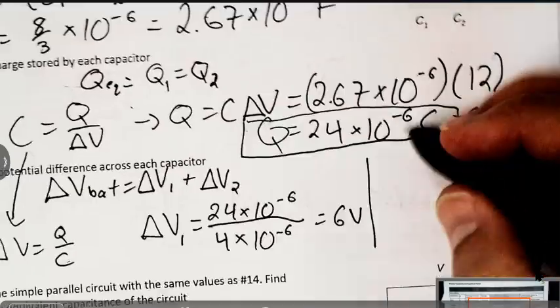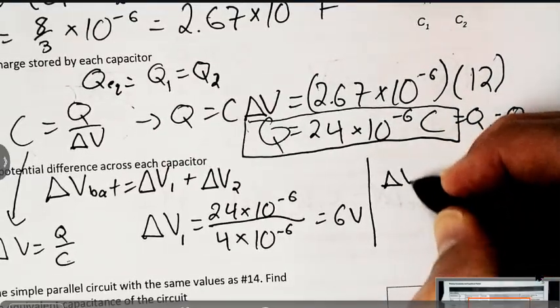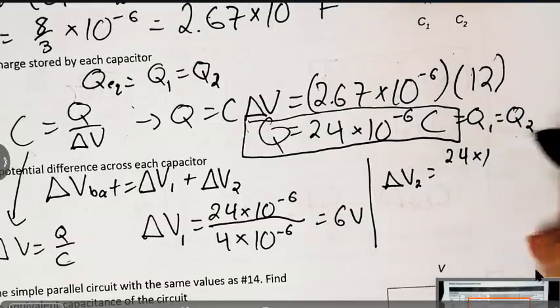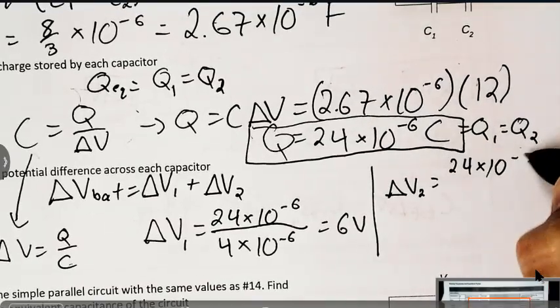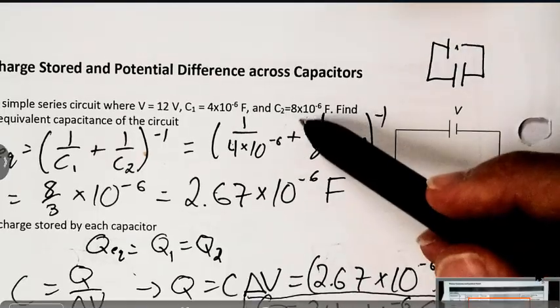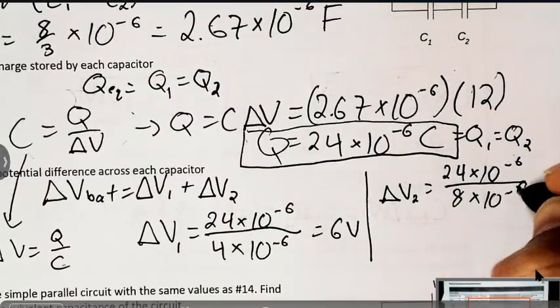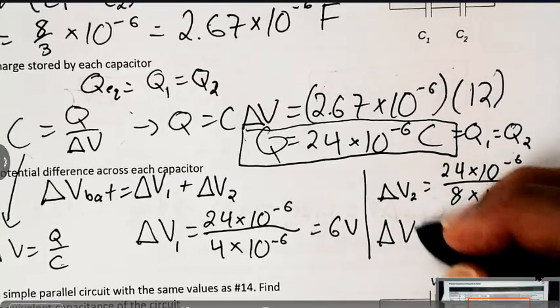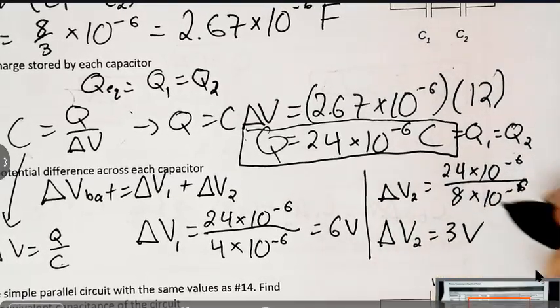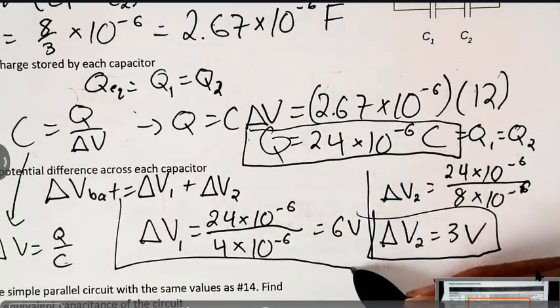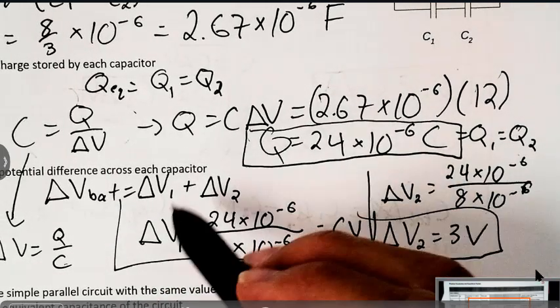And I can do the same for 2. So delta V2 is Q over C, which is 24 times 10 to the minus 6th over the capacitance, which is 8 times 10 to the minus 6th. And that is going to be equal to 3 volts. The problem could have also asked you, what's the potential difference across the battery? Oh, I made a mistake somewhere.